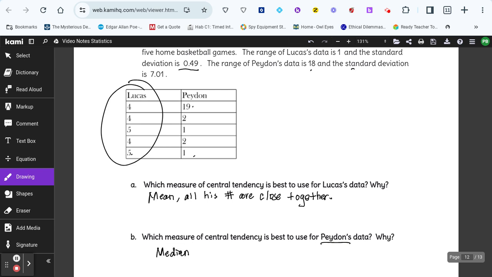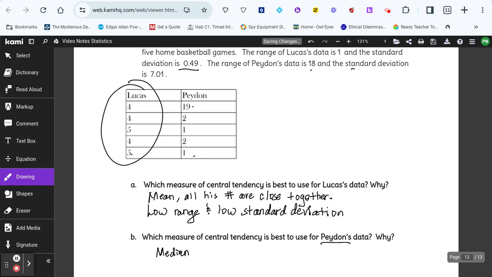Now I want you to put something else on A. Let me go back. On A, it has a low range and low standard deviation. That's also an indication that you're going to use the mean, okay? Plus, there are no outliers.